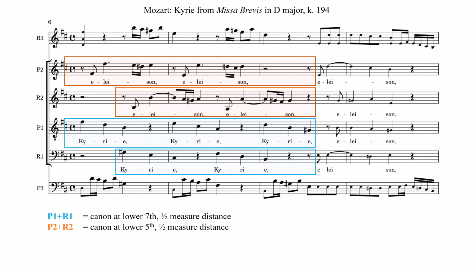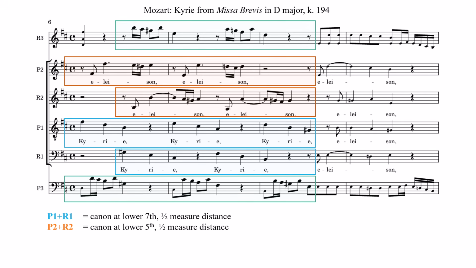But as if that weren't enough, Mozart also places the basso continuo and the first violins in canonic imitation, so that overall we actually have a rare example of a triple canon. The P3 and R3 canon is formed at the upper 13th, at a distance of half a measure.